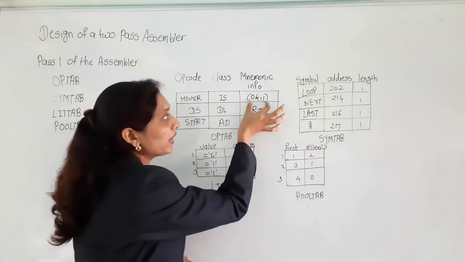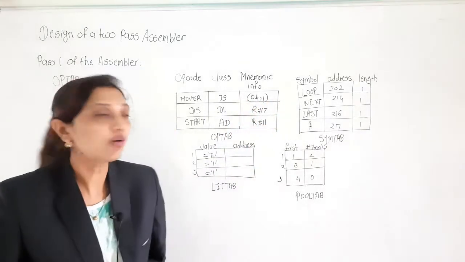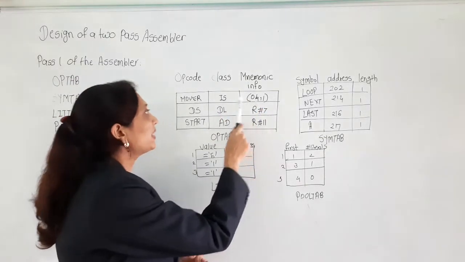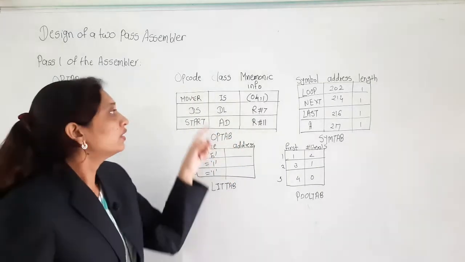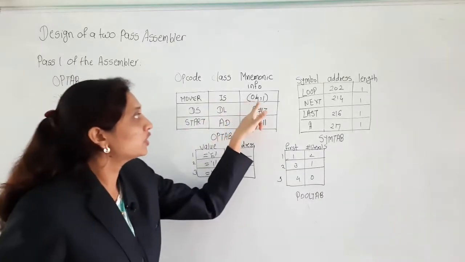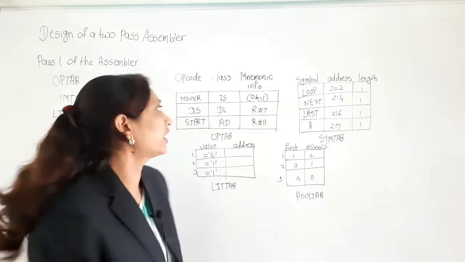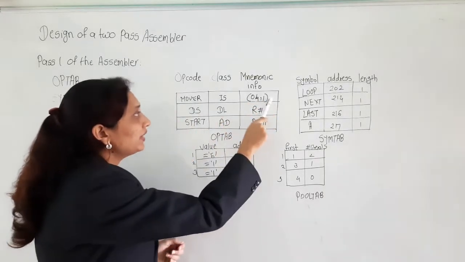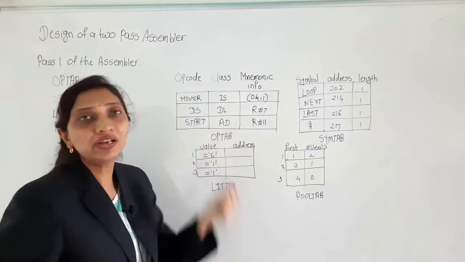Here, if your statement is an imperative statement, then a pair is stored in the mnemonic information. How is this pair stored, and what is the meaning of that pair? Here 04 represents the mnemonic opcode of this MOVER instruction, and the length required to store that statement is 1. This is how the entry of an imperative statement is performed in the mnemonic table.